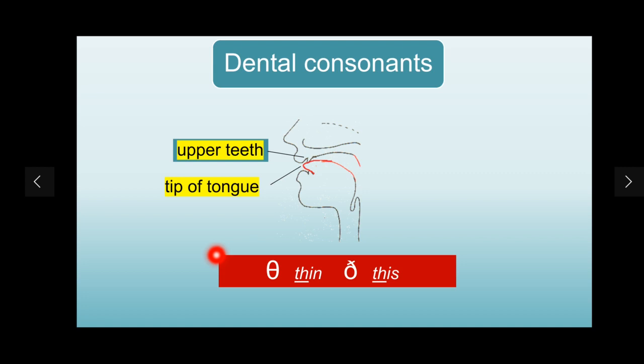The word thank you and the word brother. So we have the sounds th and th. They are called dental consonant sounds. This is the place of articulation. The manner of articulation of these sounds would be fricatives, because friction is produced when we produce such a sound. The first one is voiceless and the second one is voiced.